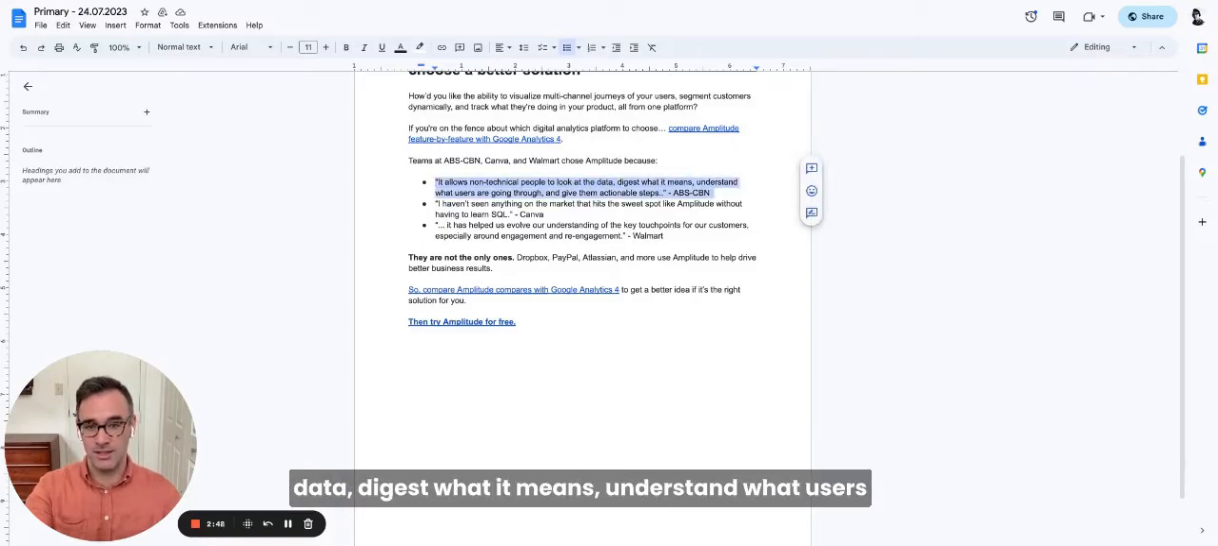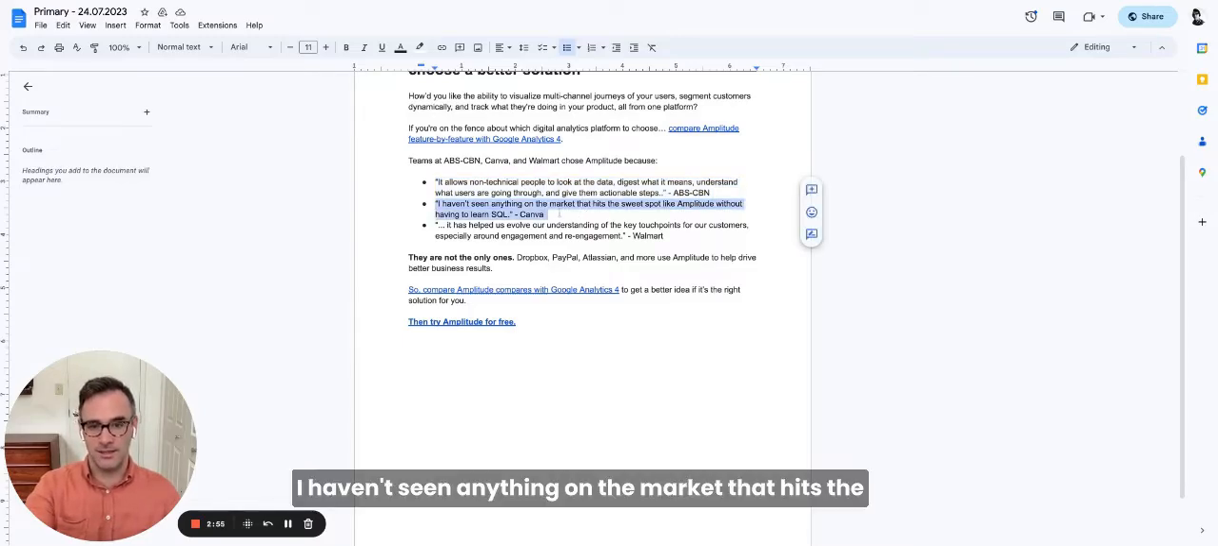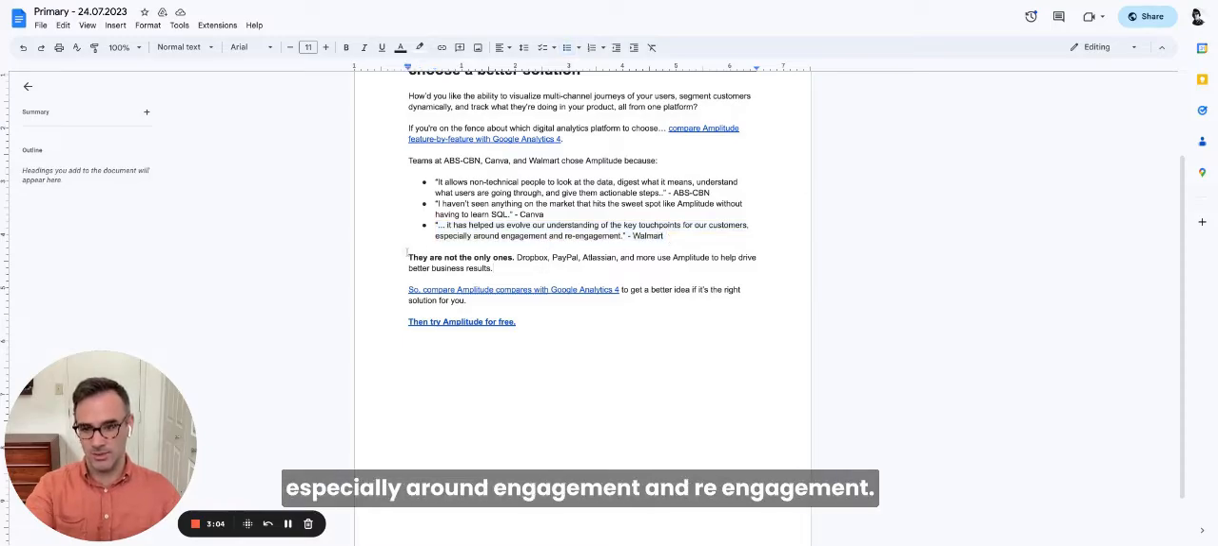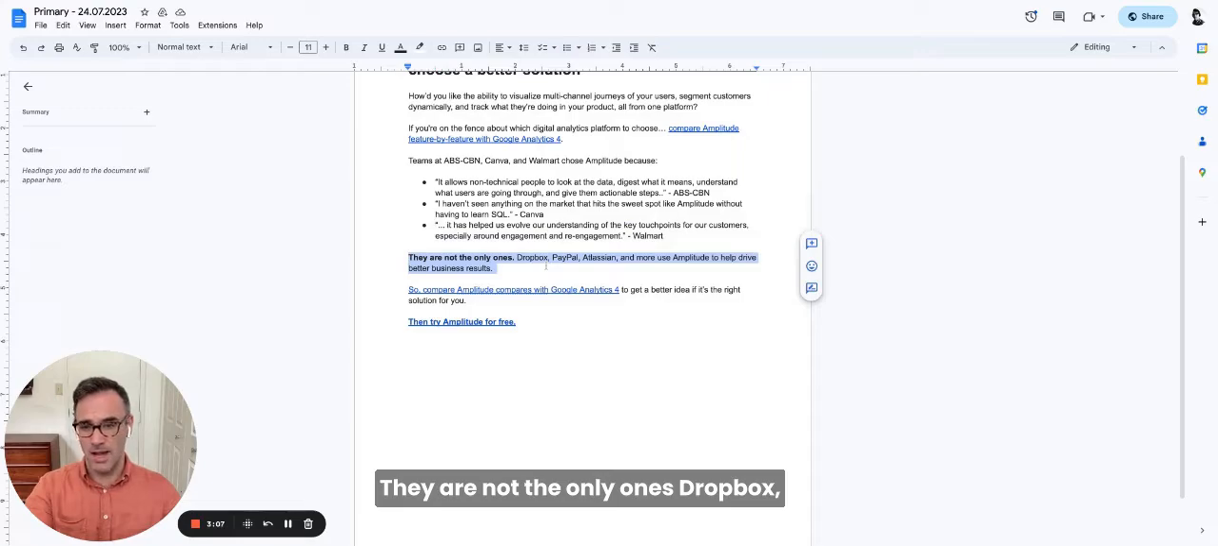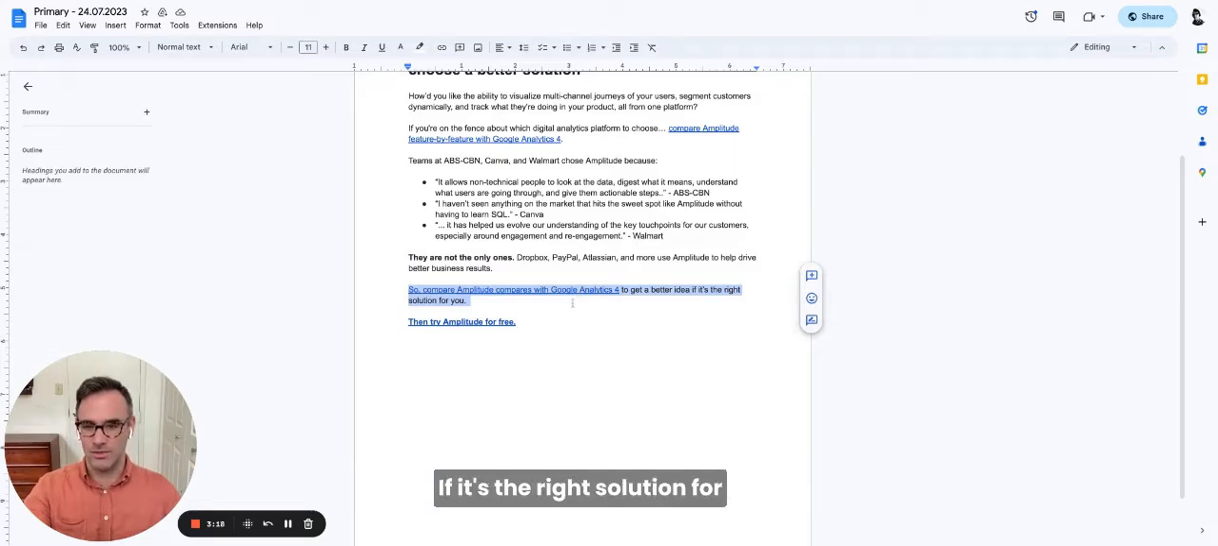non-technical people to look at the data, digest what it means, understand what users are going through, and give them actionable steps. I haven't seen anything on the market that hits the sweet spot like Amplitude without having to learn SQL. It has helped us evolve our understanding of key touch points for our customers, especially around engagement and re-engagement. They are not the only ones. Dropbox, PayPal, Atlassian, and more use Amplitude to help drive better business results. So compare Amplitude with Google Analytics 4, a little redundancy there, to get a better idea if it's the right solution for you. Then try Amplitude for free.